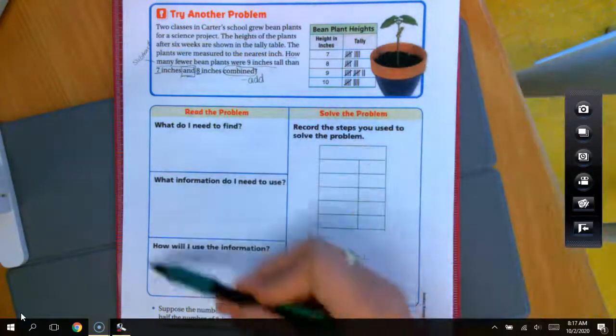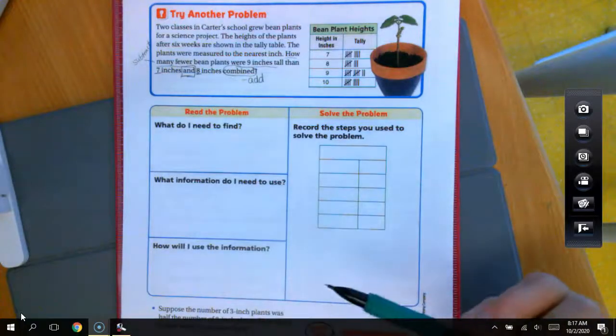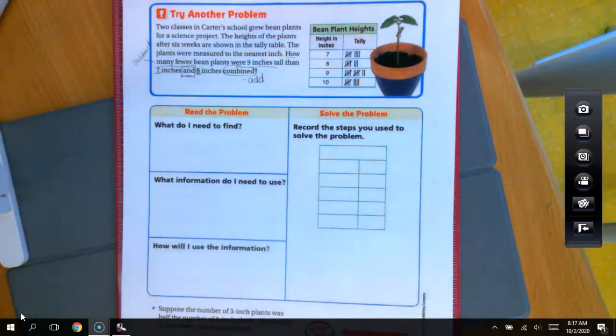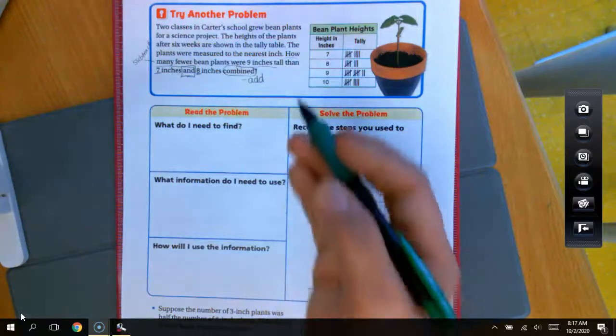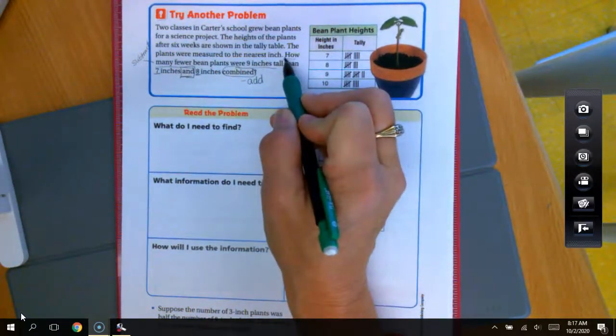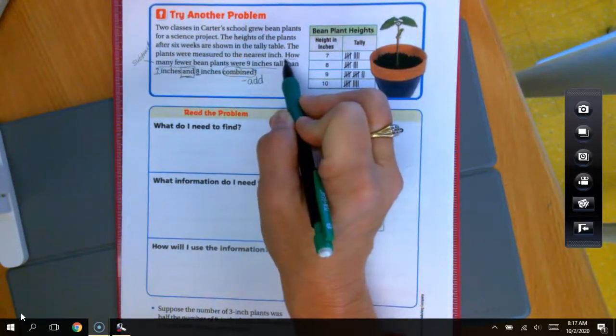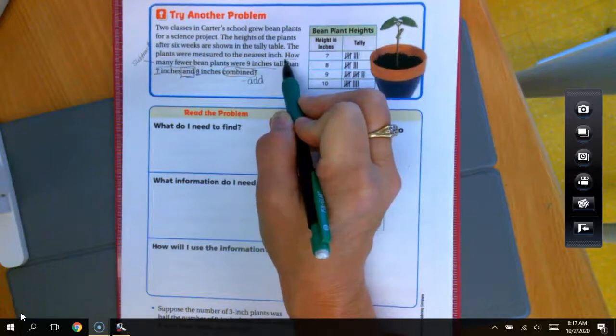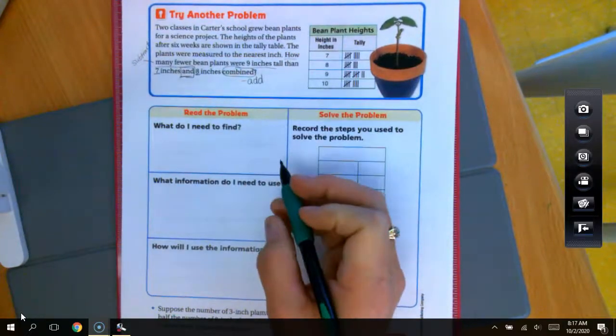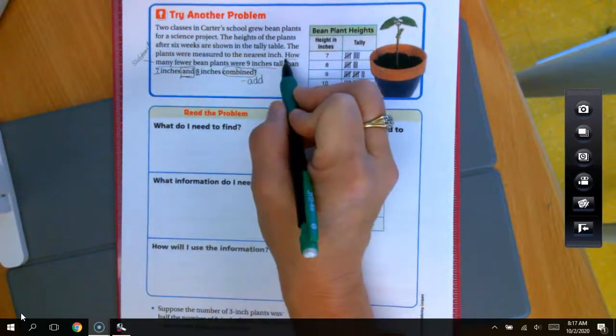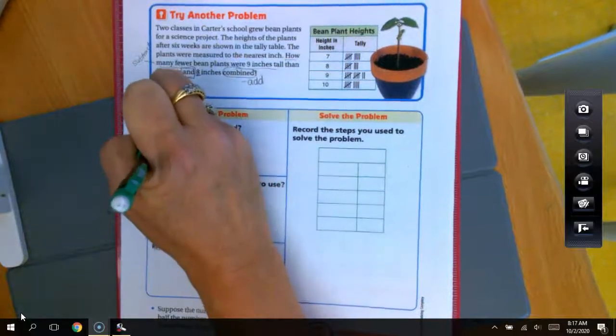So let's go down here to read our problem. What do I need to find? Well, it said I needed to find how many fewer bean plants were 9 inches tall than 7 and 8 inches combined. Boys and girls, all you have to go to is this question. That's what you need to find, the question at the end of the problem. So what I need you to do is just write this question.